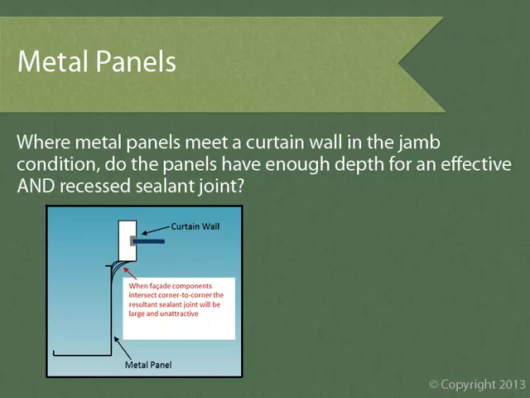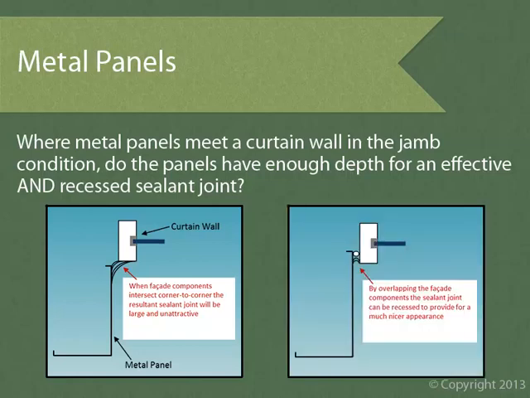This example is a clear case of lack of coordination between the metal panel and glass subcontractors. The architect and owner aren't going to like this, nor is this any sort of workmanship that we could be proud of. Let's look at how we should coordinate this detail.